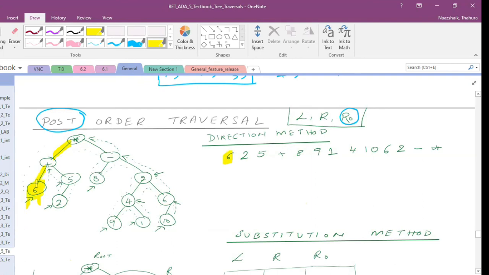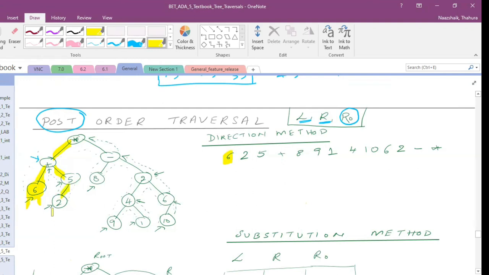Okay, so at this point I finished this left, but now I cannot print this, and this is important. The rule says finish your left, then finish your right also. So now I further have to go check the right side. Now this is a subtree, so I apply the same rule recursively.